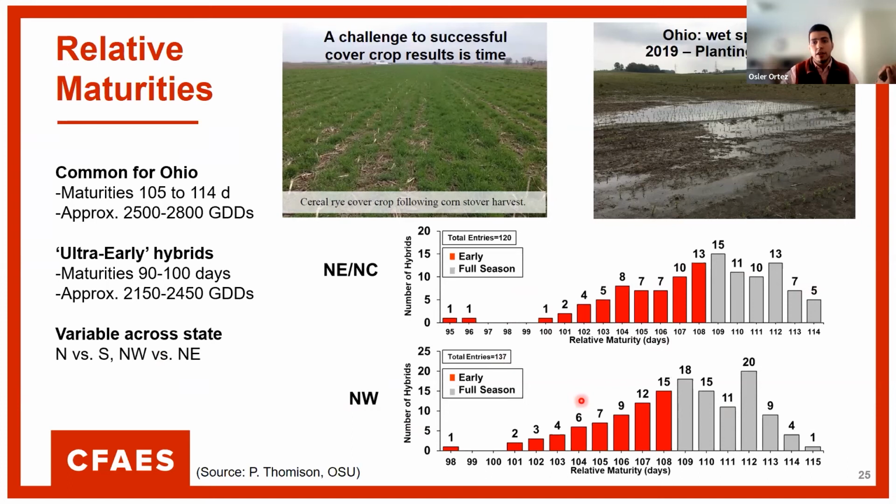All of these dynamics are different depending on where we are located in the state. And even across the road, what works best for a grower on the south side of the road might not be the same as what works on the north side of the road. We know that there is variability.